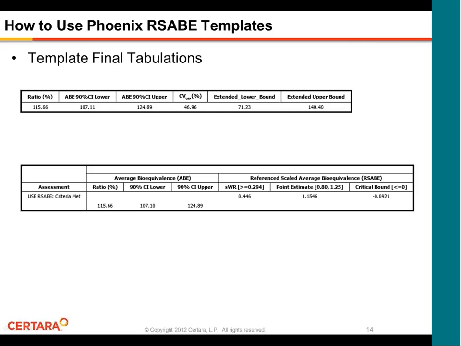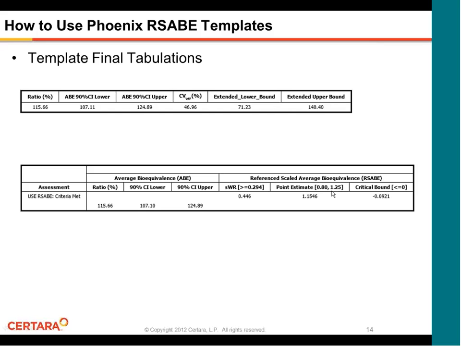So in this part of the table is your average bioequivalence result, same as above. And then in this second part of the table, it just refers to the reference scale average bioequivalence, and it tells you right in the title what the criteria is to meet bioequivalence. So you need to have the within-subject standard deviation of the reference product be greater or equal to 0.294. In this case, that's correct.